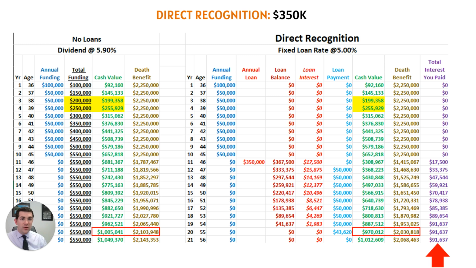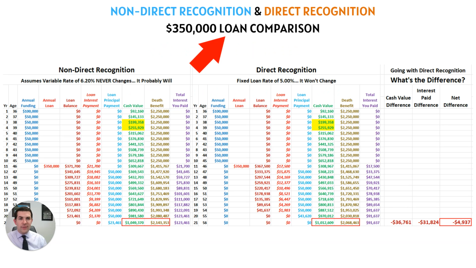However, what do you notice here? You paid a lot less in loan interest. The last example was more than $120,000. Let's compare them side by side. So, what do we see here at the cash values? Non-direct recognition has more. What about the loan interest? Well, non-direct recognition also has a higher cost to borrow. What's the net difference? Cash value difference. Direct recognition has almost $37,000 less in cash value. The interest paid, however, with direct recognition, I saved almost $32,000. So the net difference, when it's all said and done, comes out to about $5,000.